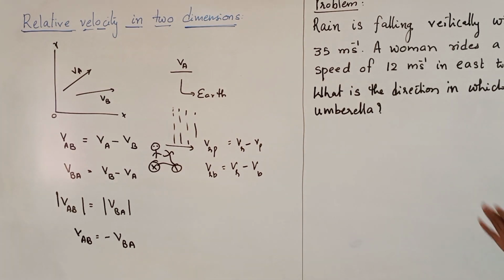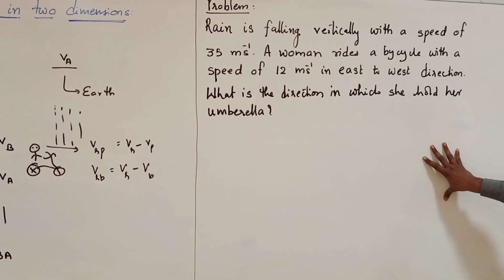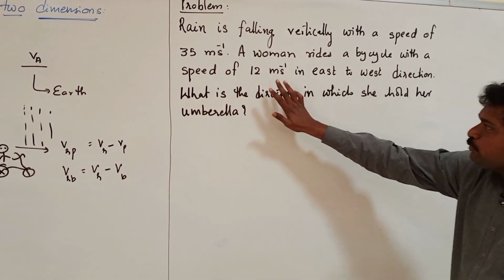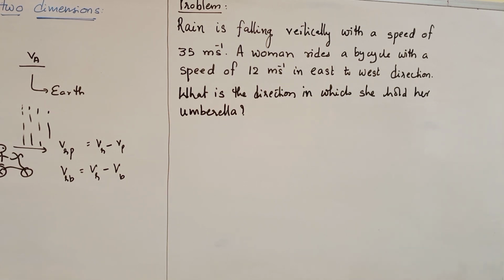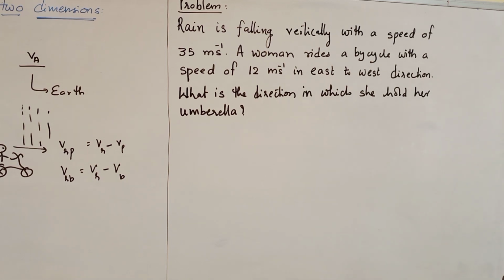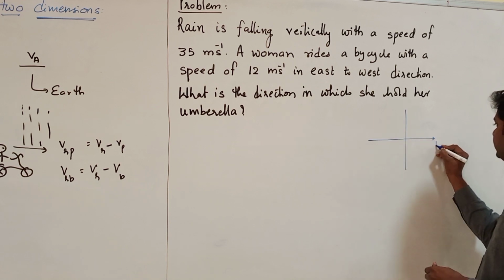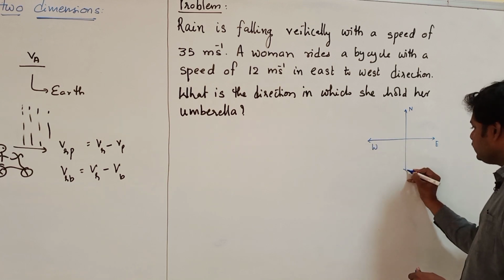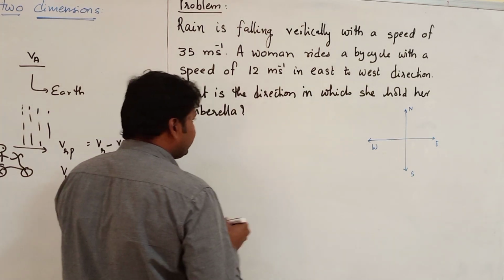See the simple problem. Rain is falling vertically down with a speed of 35 meters per second, and a woman rides a bicycle with a speed of 12 meters per second east to west. Now, what is the direction in which she holds the umbrella in order to protect herself from getting wet? Let's see the directions first. East, north, west, south.